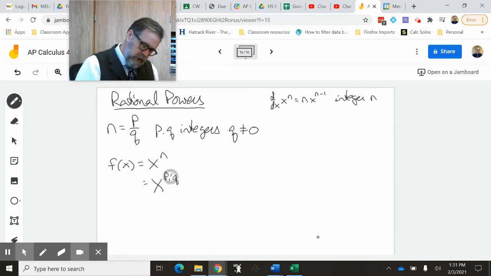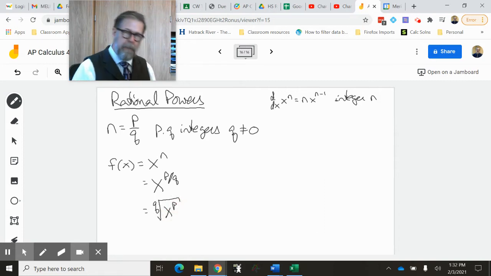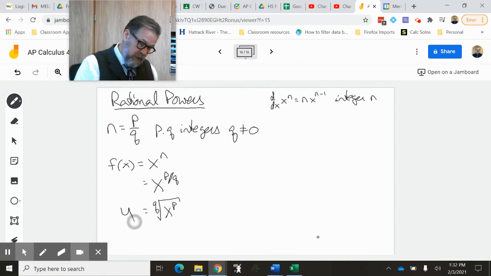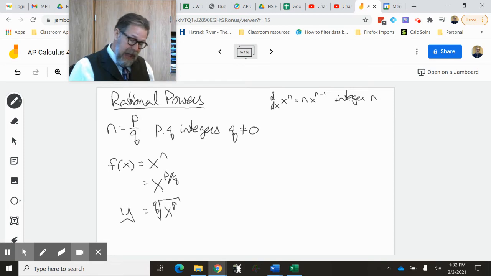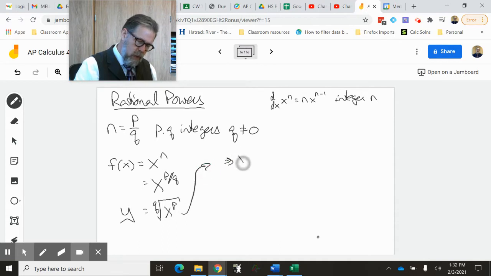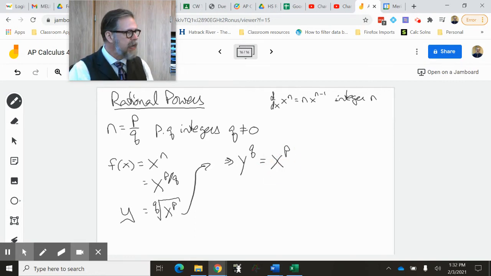And that's the same as the qth root of x to the p. So what we've got here is that y is equal to the qth root of x to the p. And I'm going to get rid of that radical symbol by taking both sides to the qth power. So this implies that y to the power of q is equal to x to the power of p. And the reason we've waited till now to prove this is because we needed implicit differentiation. So let's take the derivative.